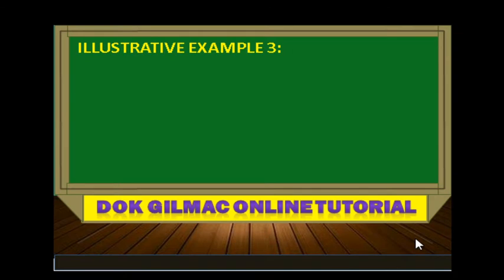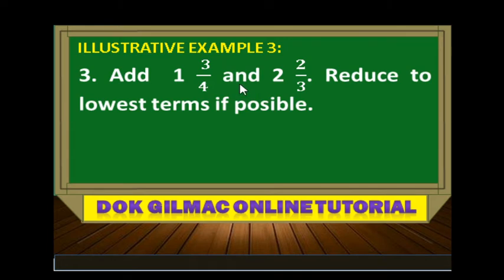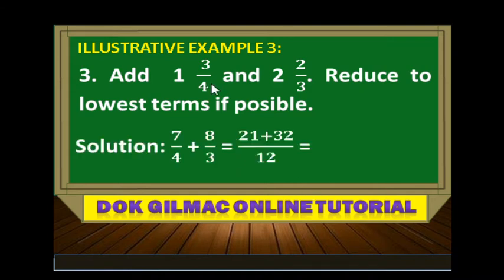Let's have illustrative example number 3. Add 1 and 3/4 and 2 and 2/3. Reduce to lowest terms if possible. The first thing we have to do here is to change the given mixed numbers into improper fractions. So we have 4 times 1 plus 3 is 7 all over 4. Plus 3 times 2 is 6 plus 2 is 8 all over 3.